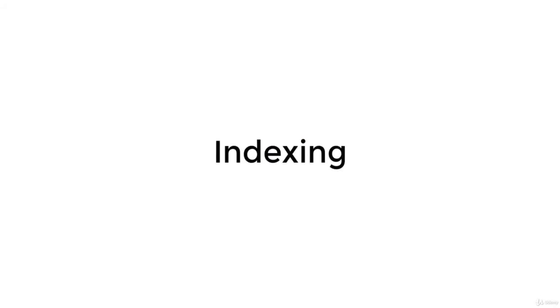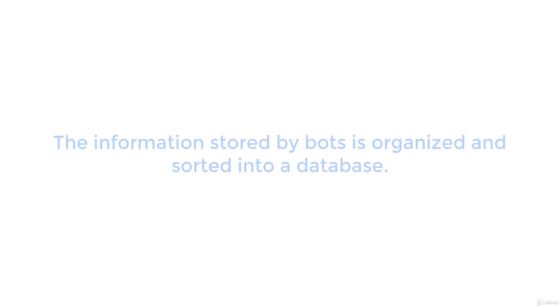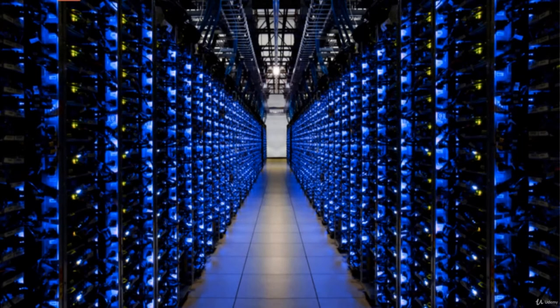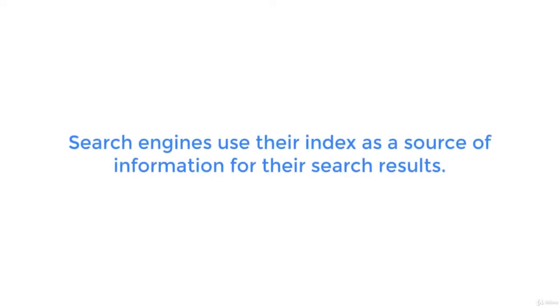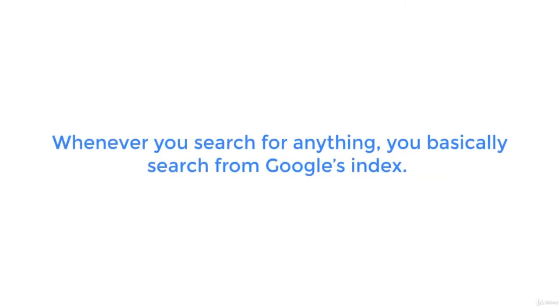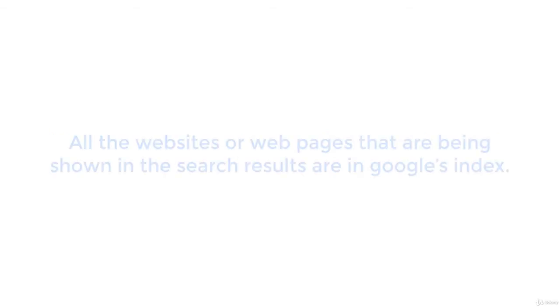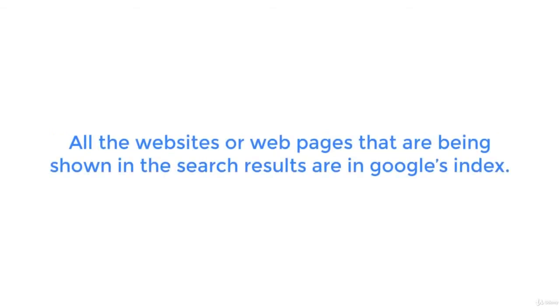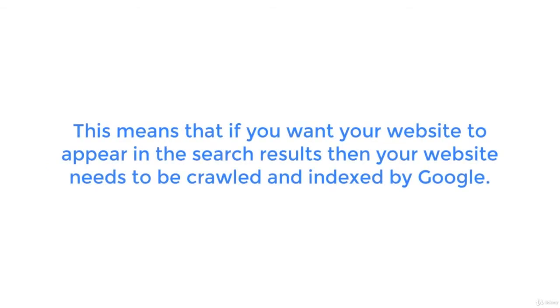Now the second step after crawling is indexing. In this step, the information stored by bots is organized and sorted into a database. You can think of the index as a database where all the web pages are stored. Search engines use their index as a source of information for their search results. Whenever you search for anything, you basically search from Google's index. All the websites or web pages that are being shown in the search results are in Google's index. This means that if you want your website to appear in the search results, then your website needs to be crawled and indexed by Google.